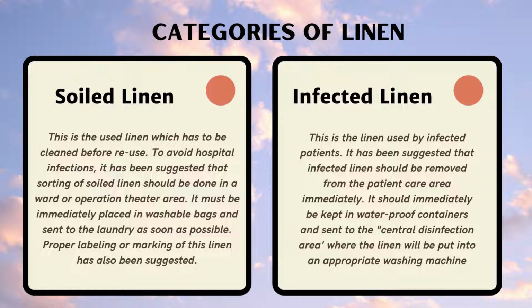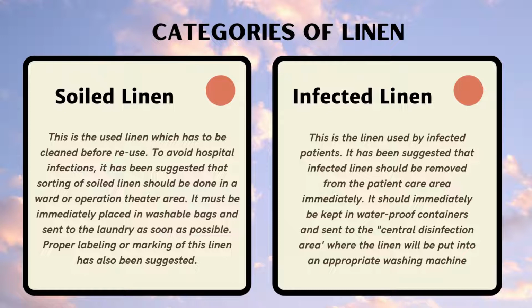So soil linen is like the dirty linen. It doesn't have so much contamination, but it is still dirty. So it has to be cleaned before reuse. That's why it is kept in separate bags, and then it is labeled properly so that it does not get mixed with the clean linen or sterilized linen.